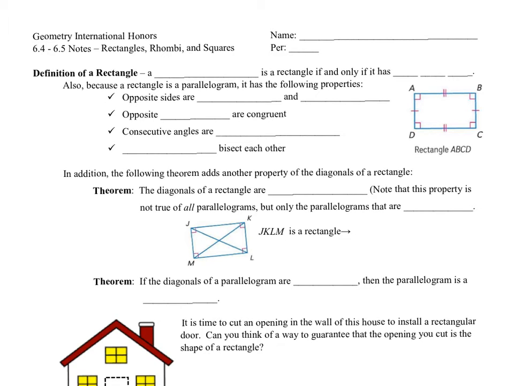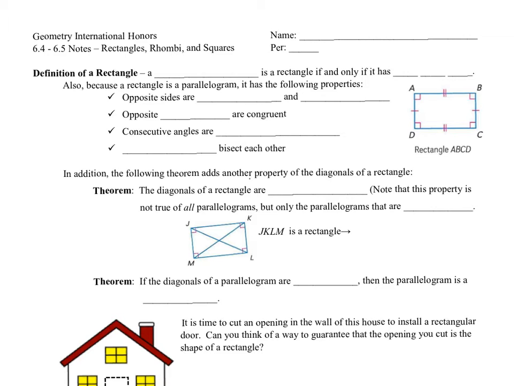Hello geometry students. In this lesson in our 6.4, 6.5 notes, we're going to continue our discussion of parallelograms, and we will specifically be looking at parallelograms that are rectangles, rhombi, and squares. So let's start with our discussion of rectangles. So let's start with the definition.